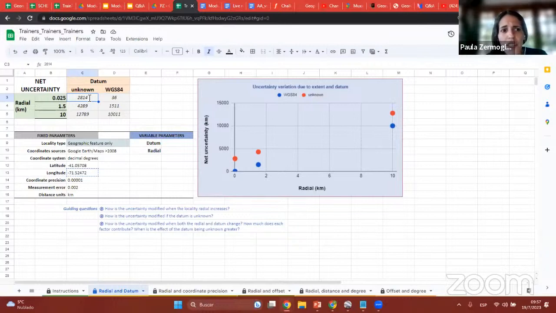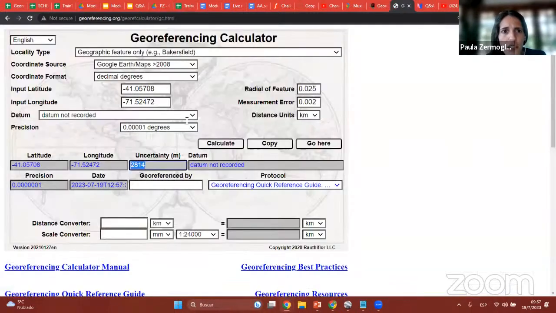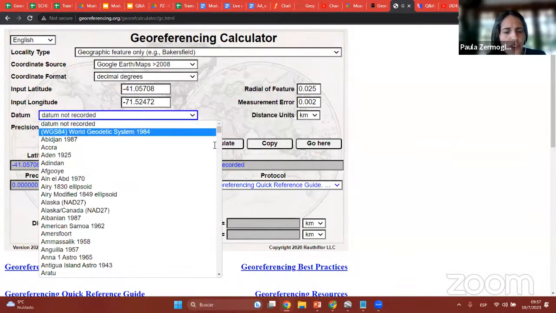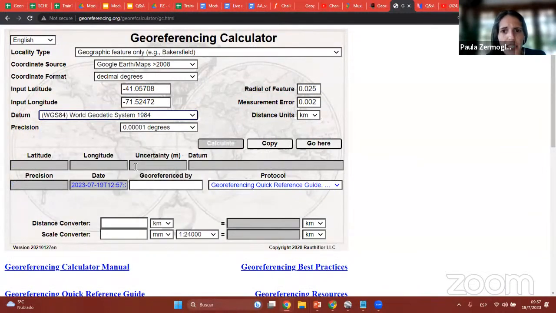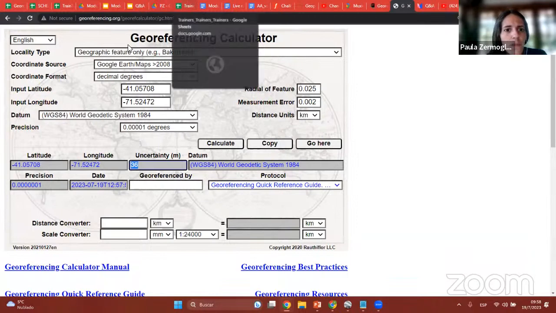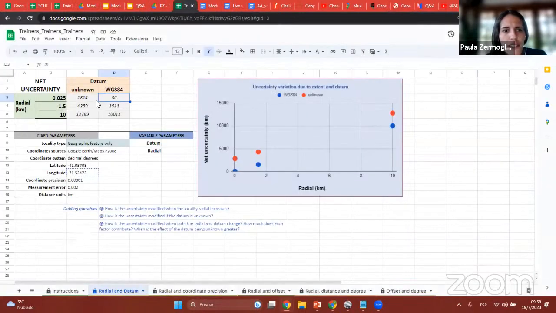To see how this varies for the same radial, but having the datum available, all that we need to do is change this datum here to WGS84 and recalculate, and we get a much, much lower uncertainty. So this is a much better georeference, no? So in here, we record 36.